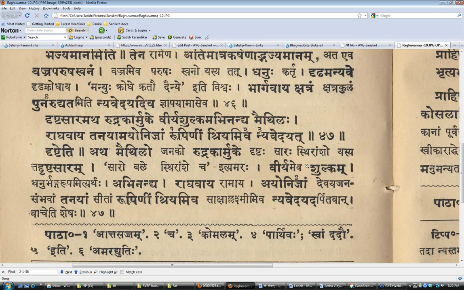I mean, the meaning is very clear. My only problem is that if you make a compound like this, Viryam is only an adjective to Shulkam. So once you form this compound, Viryam can be left out now.